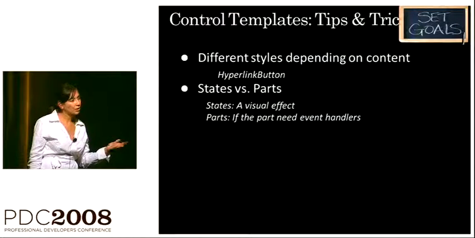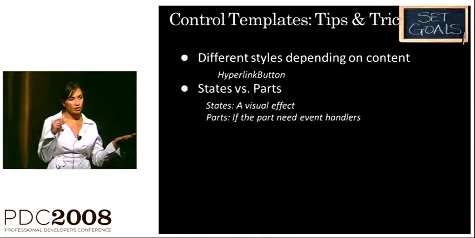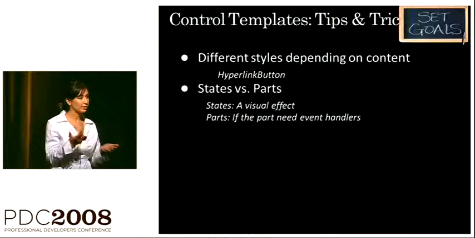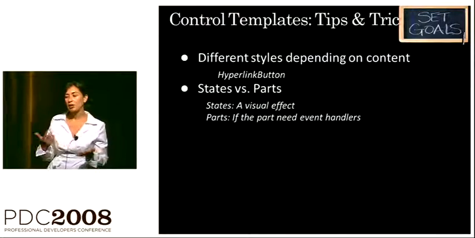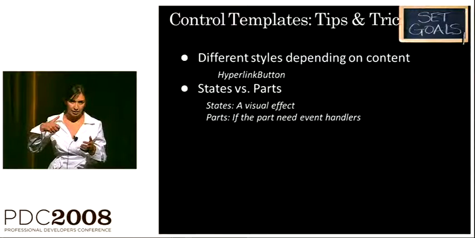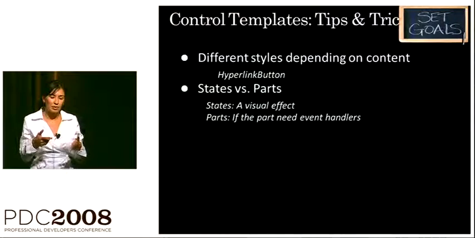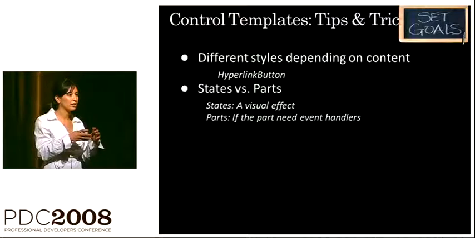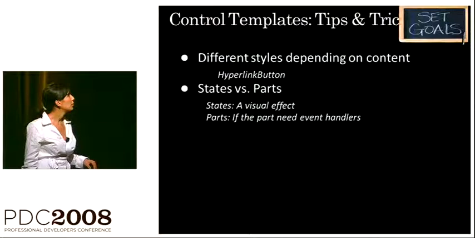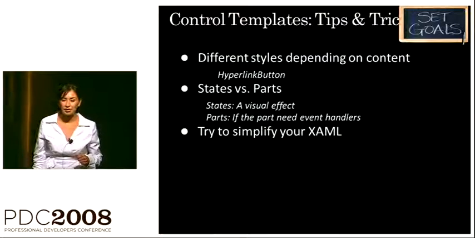The states versus parts, I would generally just say always veer towards states unless your part is interactive. So, for instance, focus, it's a state, it's just a visual effect, but if your part is actually a slider thumb, you actually want to handle pressed or handle hover. These are actually interactive states within that part. And so, always veer towards states, and you can actually minimize the weight of your controls. And again, try to simplify your XAML.